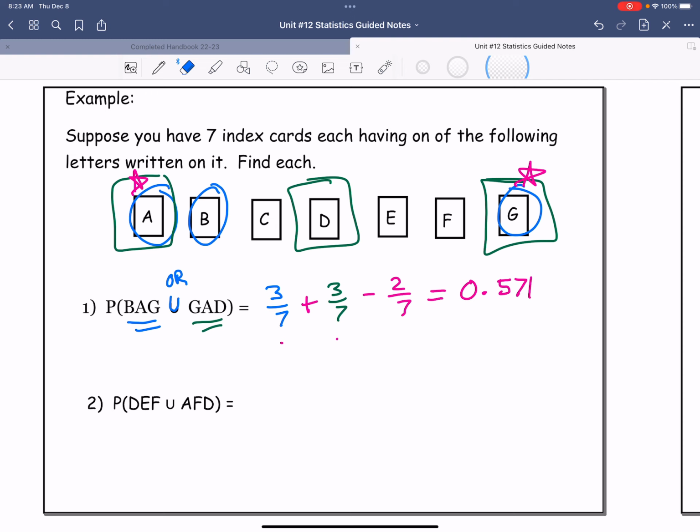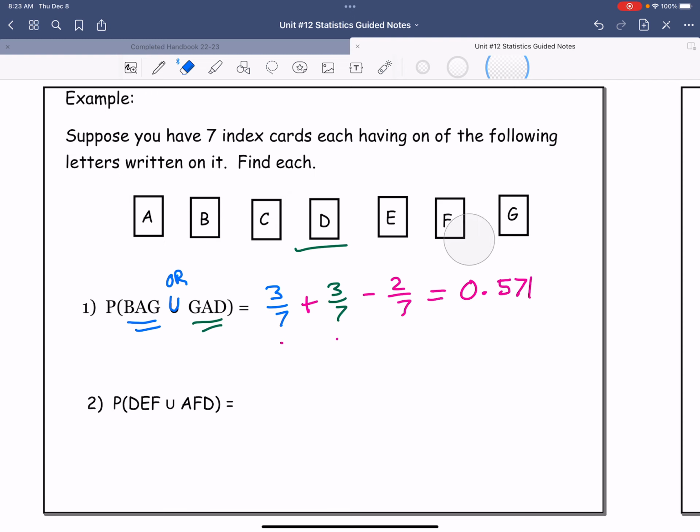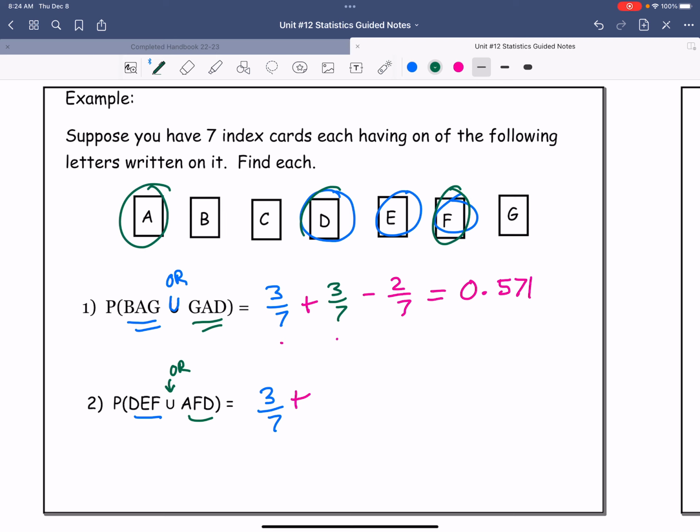Let's look down here, the next one. Try this next one on your own and then press play when you're finished. All right, DEF, and that probability is 3 out of 7, added to the probability of AFD, this is OR, AFD, which is 3 out of 7. And then we've got some in overlap. We have 2 of those in overlap. So we have to subtract off 2 out of the 7, which is approximately 0.571, the same as before.